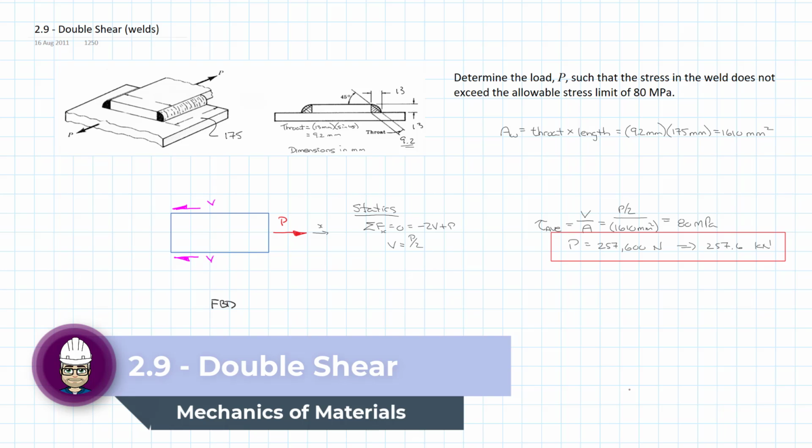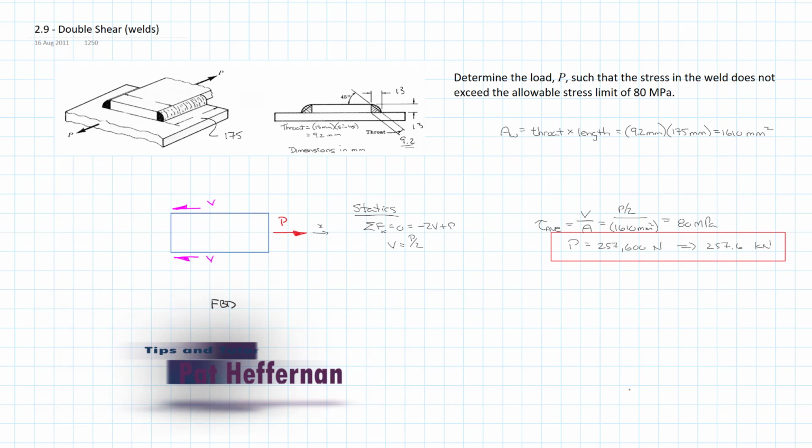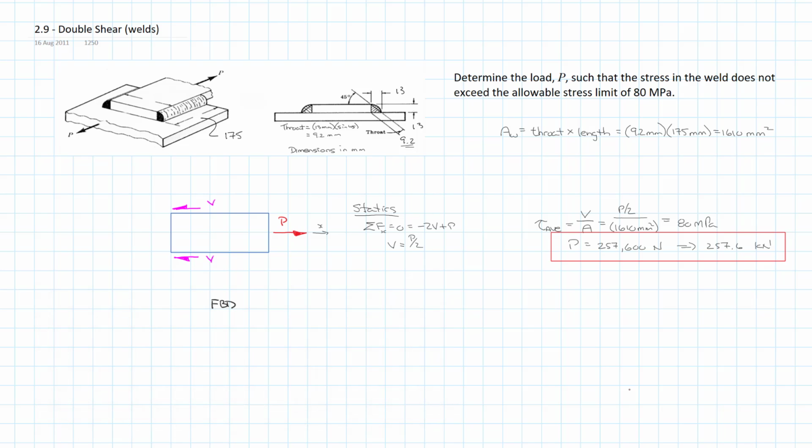If we can get our free body diagram, and identify where our shear forces are and how many of them there are, it really doesn't matter if we had 2 welds, 3 welds, or 4 welds, we would be able to derive this type of problem.